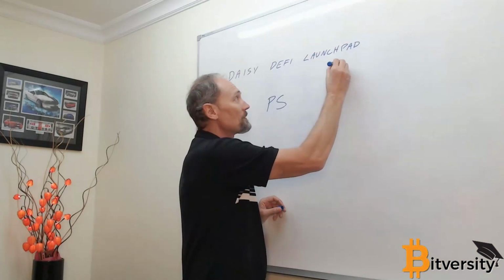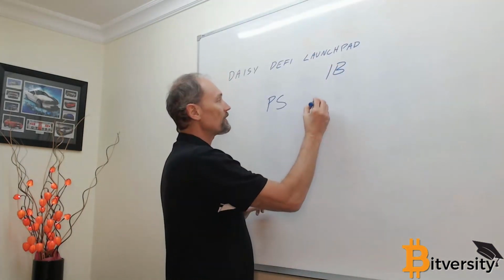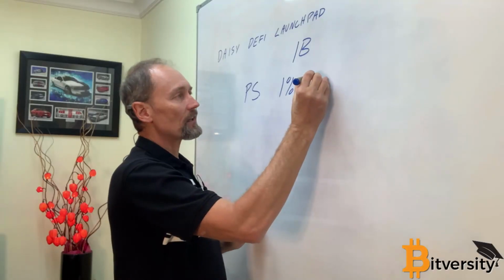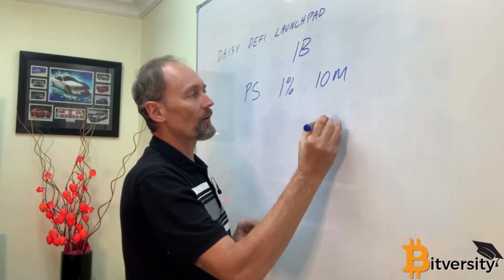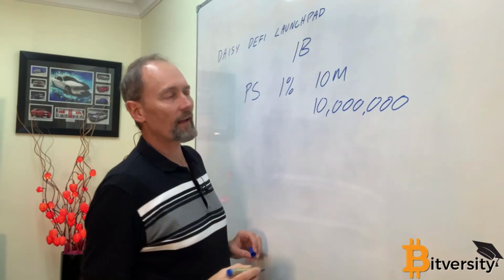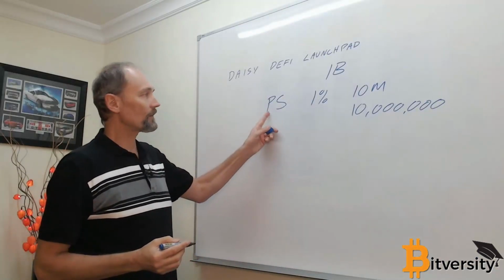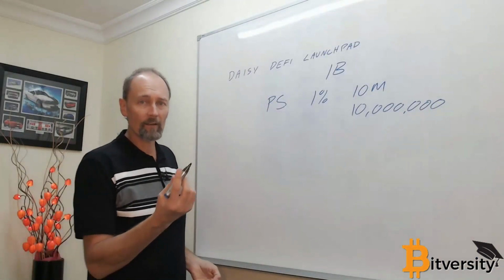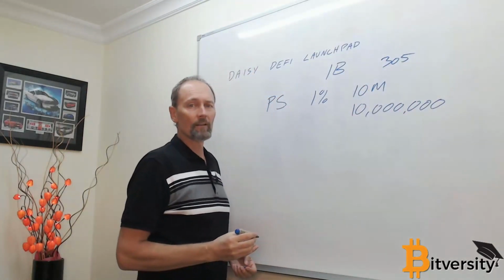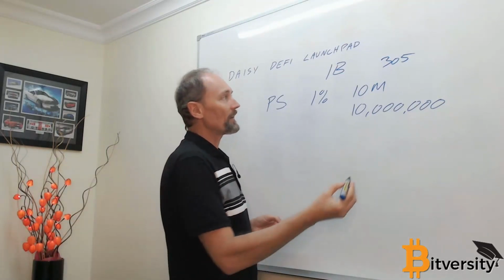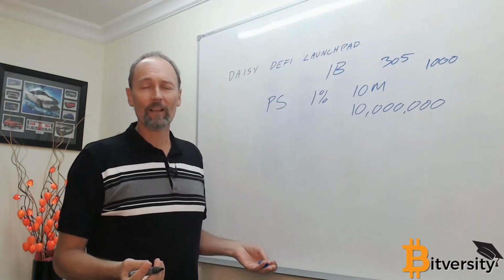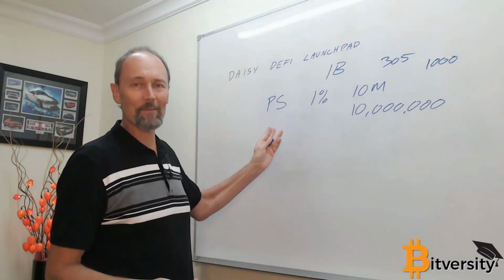Now remember, there are 1 billion tokens and they're going to give 1% of that 1 billion tokens to the pay setters, which is 10 million tokens. I'll write them out like this. 10 million tokens are going to get given to all the pay setters. Currently, when I checked, there are 305 pay setters in Daisy right now. Let's say there will be 1,000 pay setters. Because, let's face it, you're incentivized to become a pay setter, right?